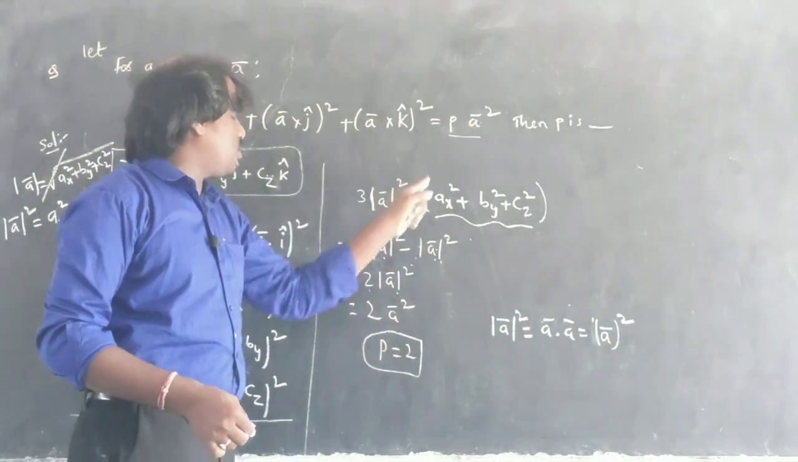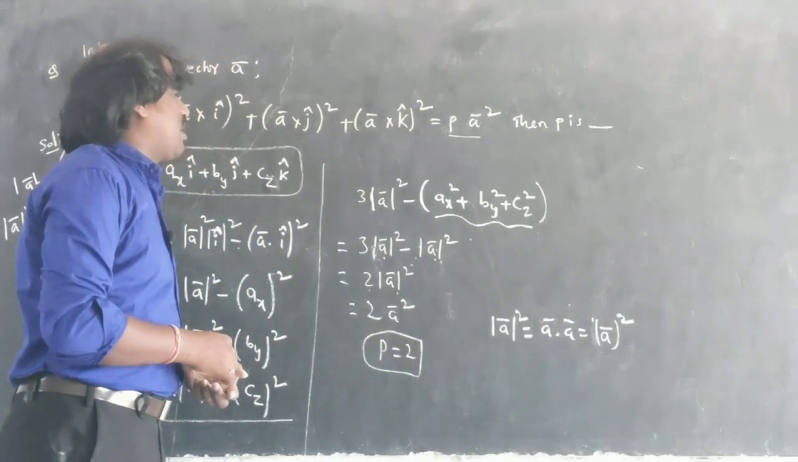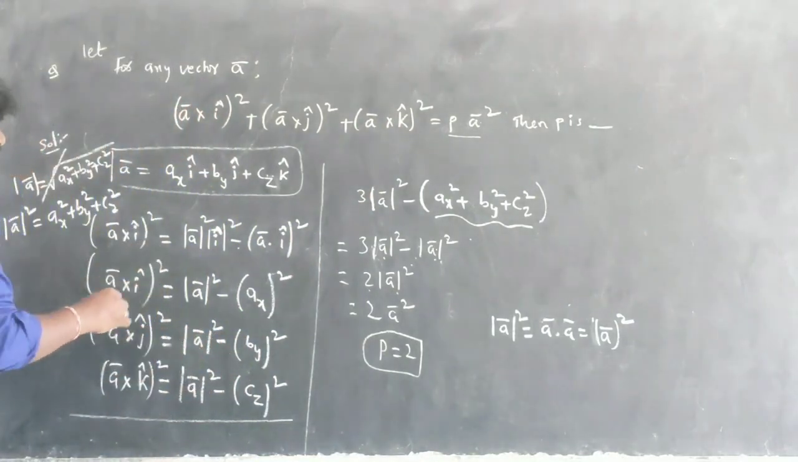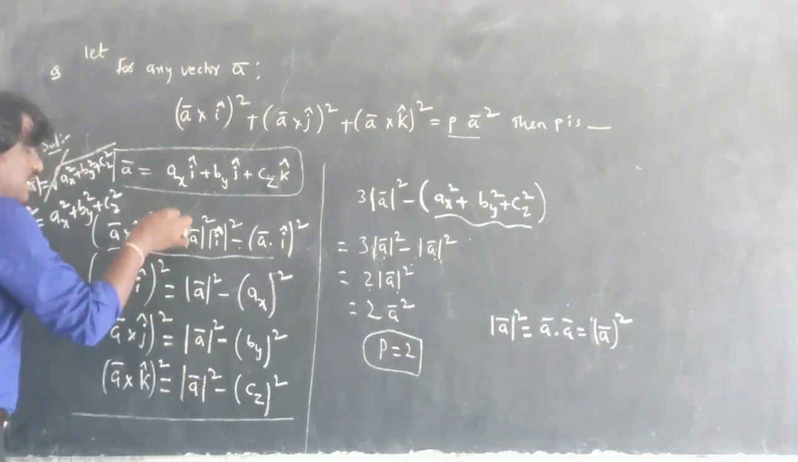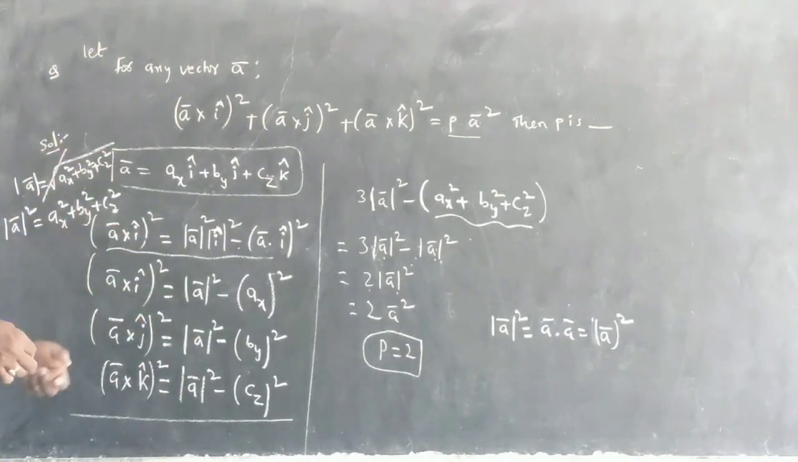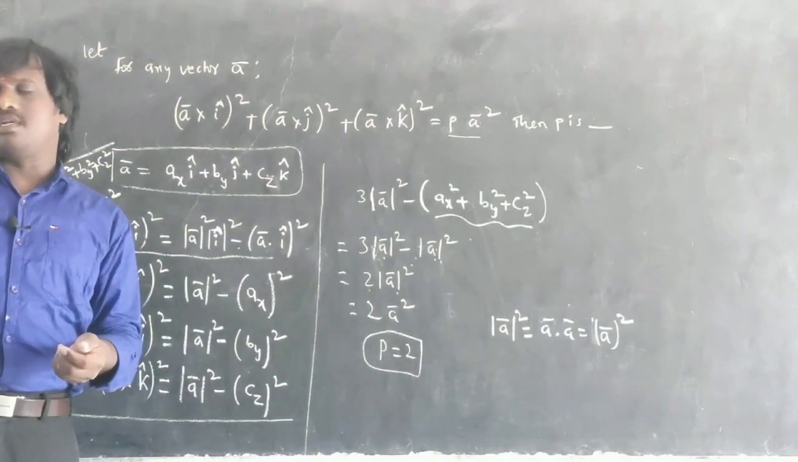So now you can compare the p value. P value will be 2. Hope you understand. I applied Lagrange's identity here. So you got the answer P. Okay. Hope you understand. Next question.